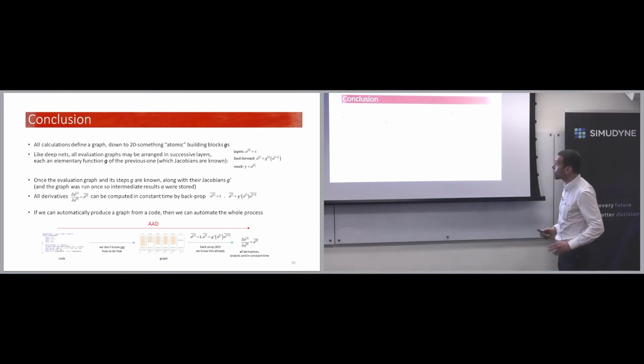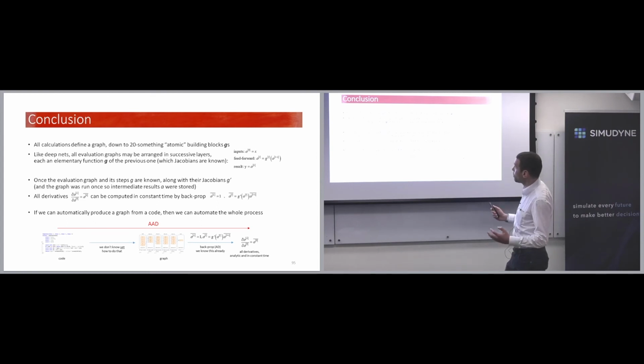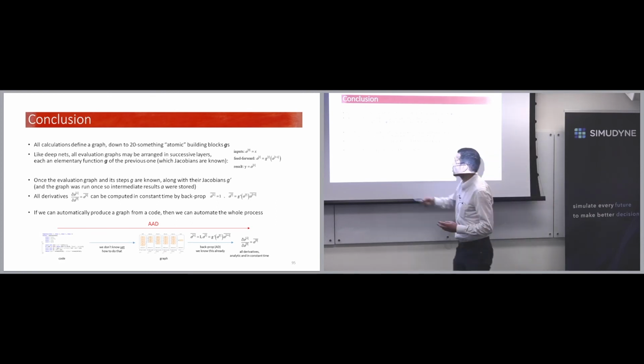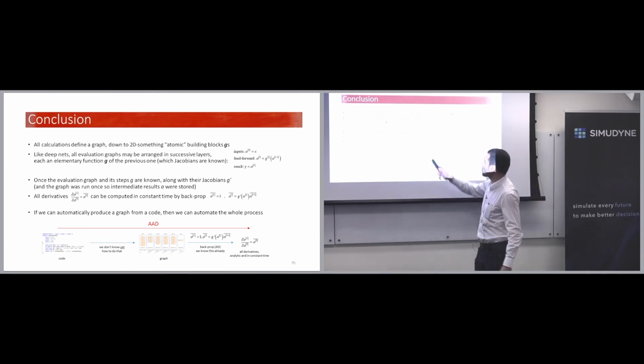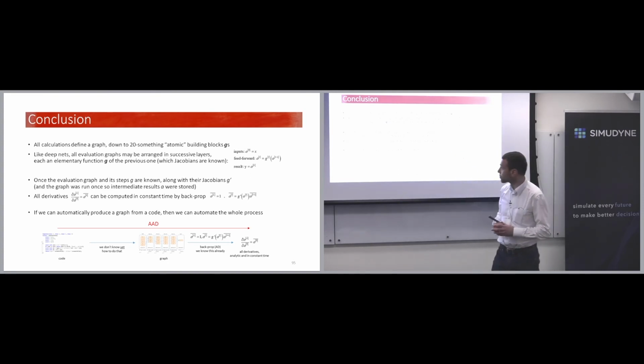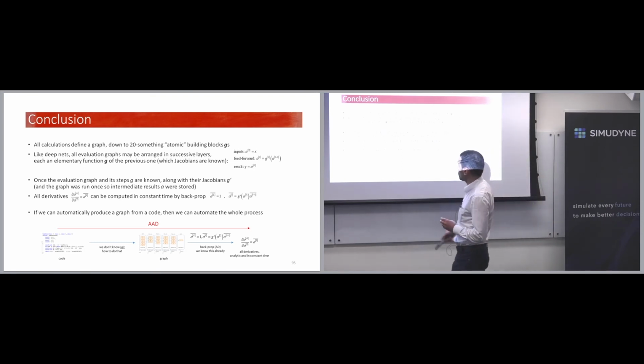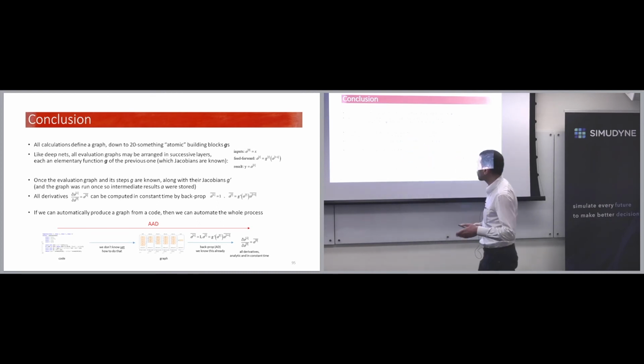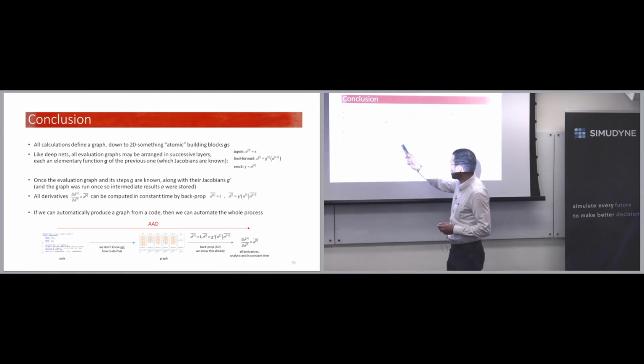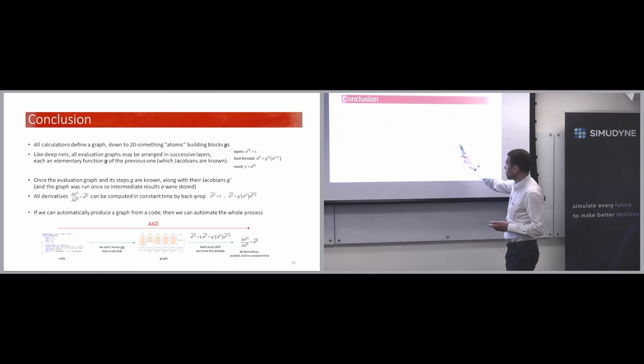In conclusion, all calculations define a graph down to 20-something atomic building blocks. Like deep nets, all evaluation graphs may be arranged in successive layers, each an elementary function g of a previous one. And since these functions are elementary building blocks, the Jacobians are well known. Once the evaluation graph and its steps g are known, along with the Jacobians g prime, and the graph was run once so that the intermediary results a, l were stored, then all the derivatives of the final result with respect to the inputs can be computed in constant time by the backprop equation.